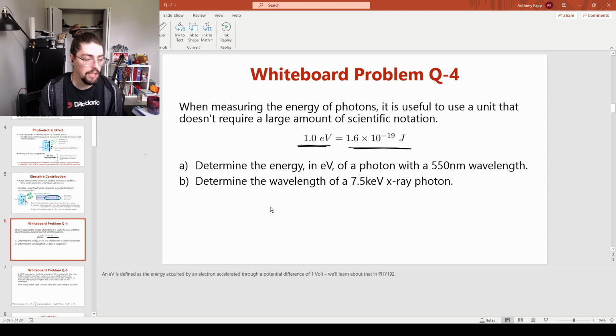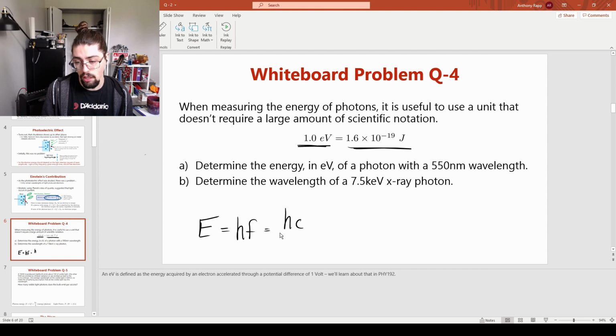I want you to find the energy in electron volts of a photon with a wavelength of 550 nanometers. And then I want you to determine the wavelength of a photon that has 7.5 kiloelectron volts of energy. And I'm going to give you just the next 3 or so minutes to do this one. Use that brand new equation that we just saw on the last slide. Namely, I'll write it out here just in case: E = hf, or hc divided by lambda. Use this brand new stuff that we've got. Work on this thing. Let's come back in just a little bit and see what you got.